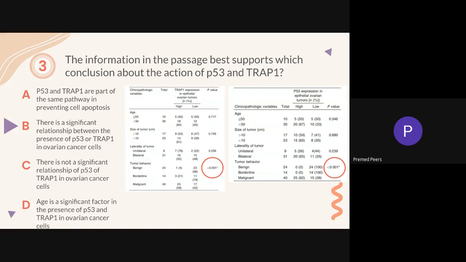Option A is wrong. We don't have enough information to conclude that p53 is part of the same pathway as TRAP1. All we know is that it's a tumor suppressor gene from basic knowledge. And option C is wrong. There is a statistical significance, as we discussed. And option D is wrong. Age is not a significant factor because the p-value is greater than 0.05.